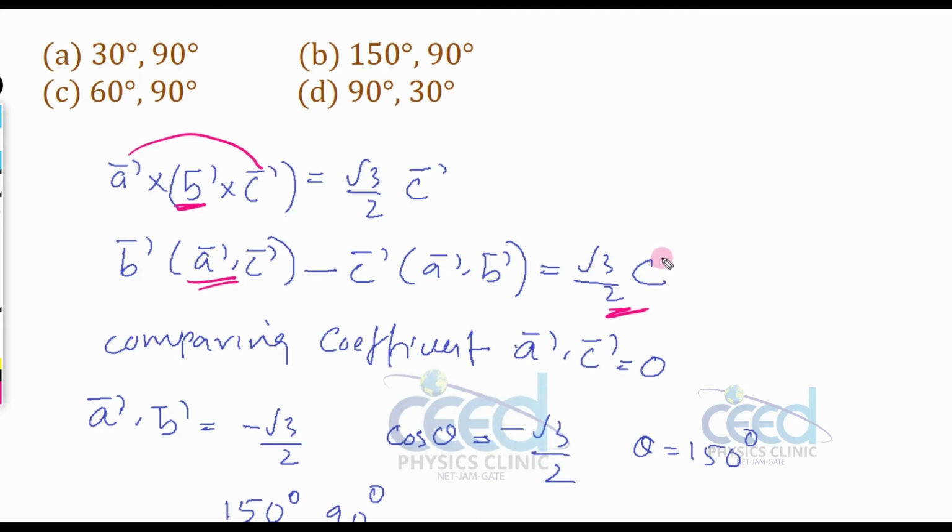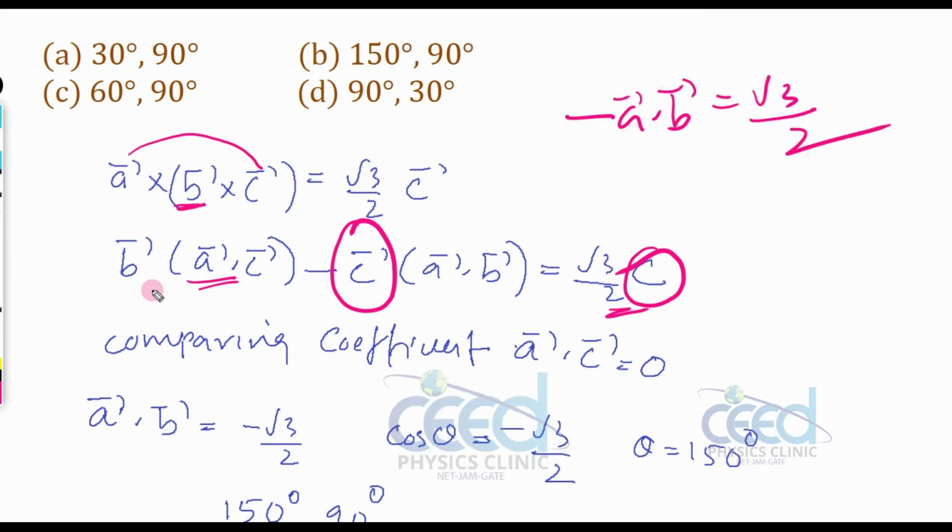See here, this is the coefficient, this is C vector and this also C vector. So by comparing, minus A dot B is equal to root 3 by 2. And here there is no component of B, there is a component of C only on the right side. So you can equate A dot C is equal to 0.